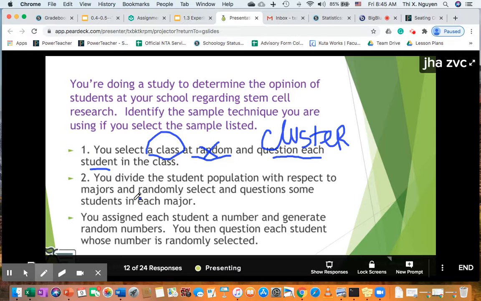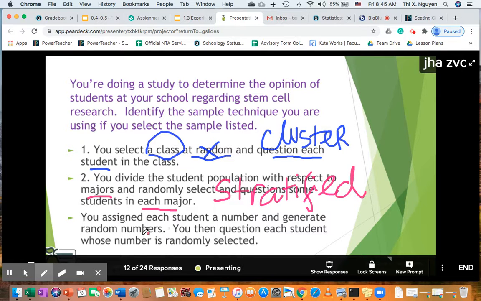Number two, you divide the student population with respect to majors, and then randomly select and question some students in each major. So you split it up into majors. Majors means it splits up into groups. And then you select and question from each major. So for this one, it's stratified. And the reason why it's stratified is that you split into groups, which we call majors in this case. And then you ask questions of students from each major. So that's stratified.